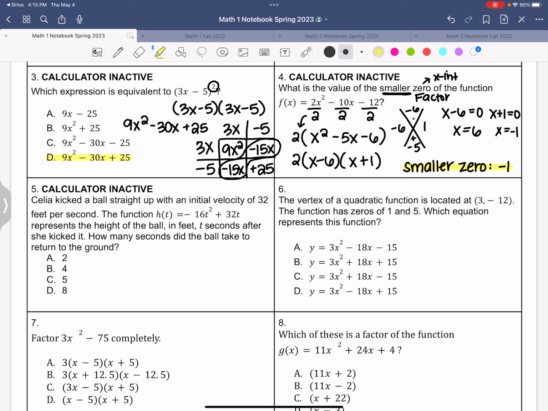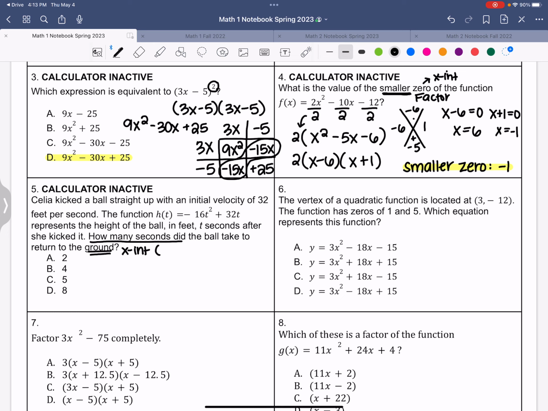And the last calculator inactive problem. All right, the question being asked: how many seconds did the ball take to hit the ground? Because this is calculator inactive, all we know about this is that A is negative, so we know that this is going to look like an upside down U, because it's going to open down. We don't necessarily need that, other than to imagine that this would be the path of the ball. So we're looking for that x-intercept, right? If this is your x-axis, y-axis, we're looking for where that would hit the ground. So we're looking for an x-intercept.